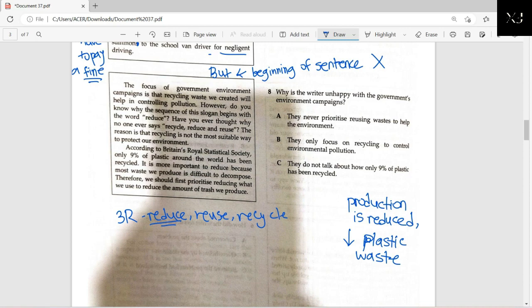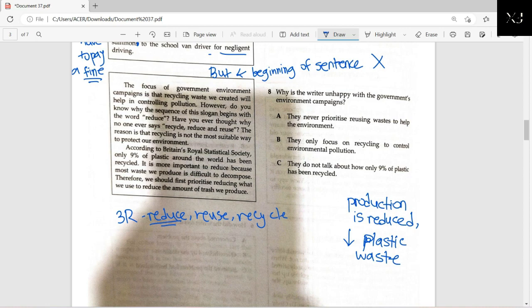According to Britain's Royal Statistical Society, only 9% of plastic around the world has been recycled. It is more important to reduce because most waste we produce is difficult to decompose. Therefore, we should first prioritize reducing what we use to reduce the amount of trash we produce. Basically, what I said just now. It's much easier to make less rubbish, instead of making more rubbish and recycle.